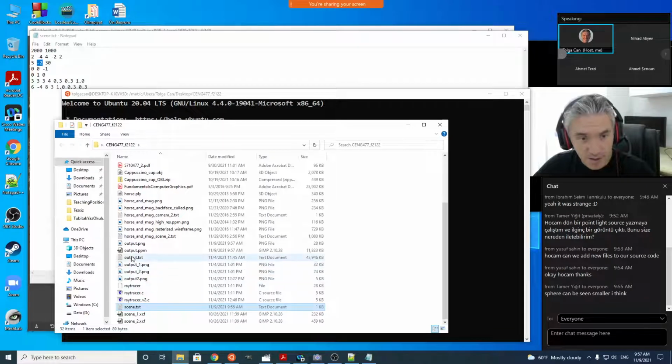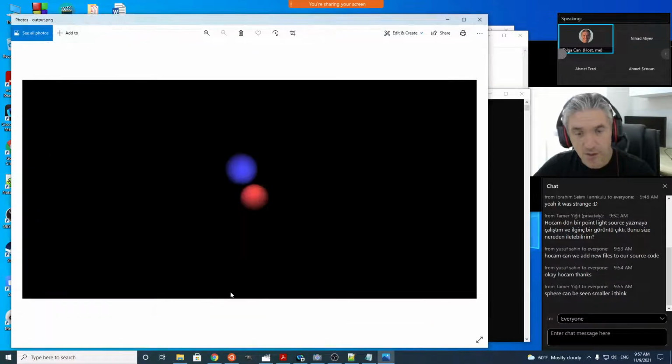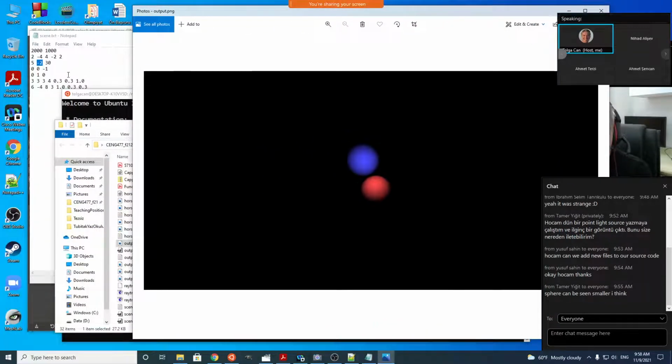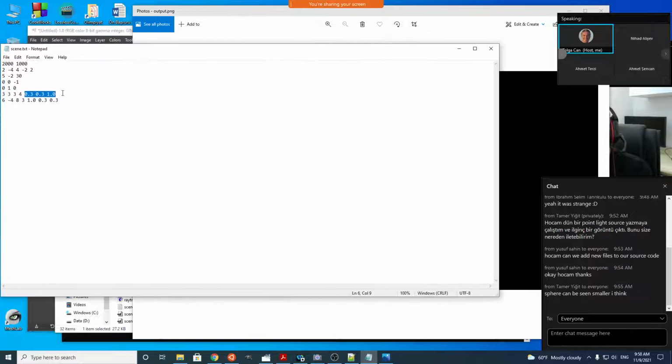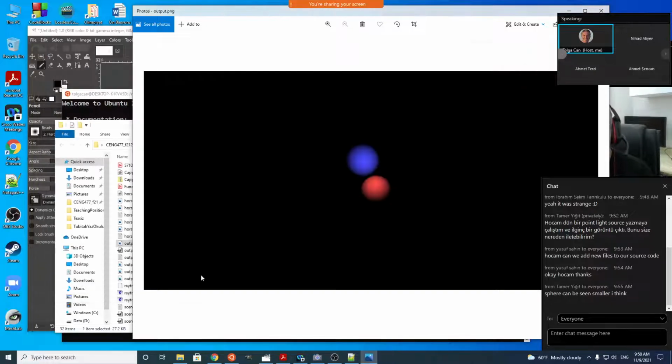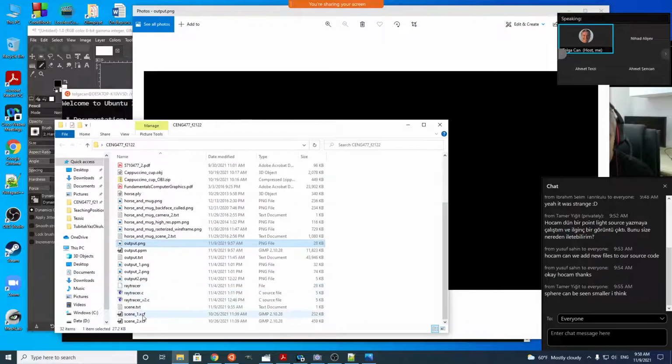So this is output.png. As you can see, I changed the colors a bit too. They are now smaller and a little bit lighter, because their colors, as you can see, this is not RGB 0.3, 0.3, 1.0. This is the blue one, but it contains some red and green, 0.3. So let me also open this scene.txt in Notepad++.